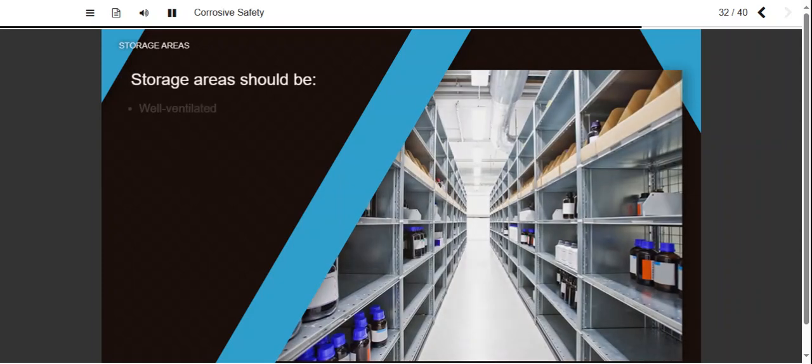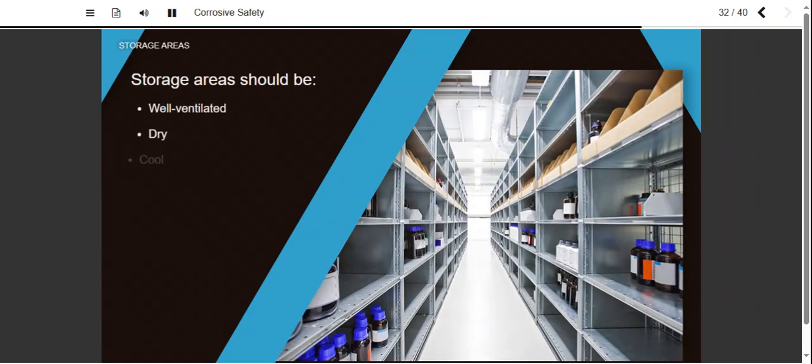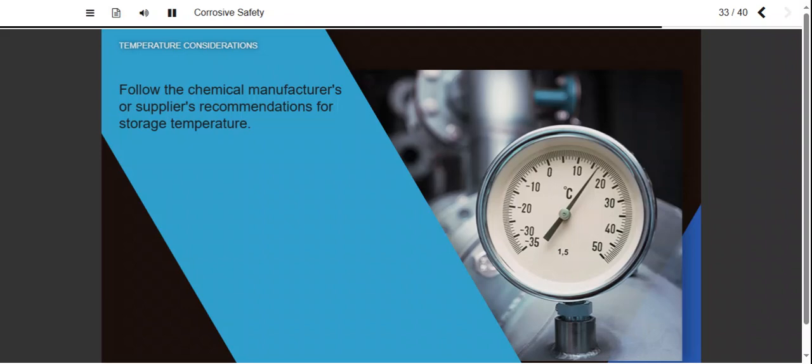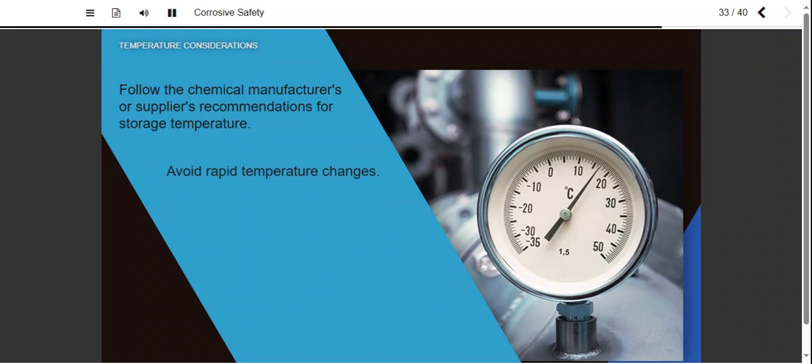Storage areas should be well ventilated, dry and in cool areas, out of direct sunlight, and away from heat sources like steam pipes or boilers. Follow the chemical manufacturer's or supplier's recommendations for storage temperature. Avoid rapid temperature changes in corrosive liquid storage areas.